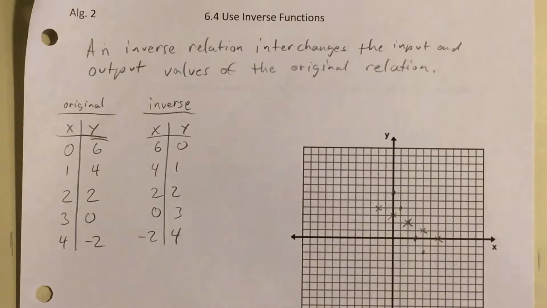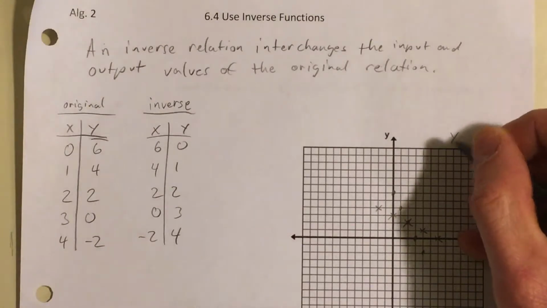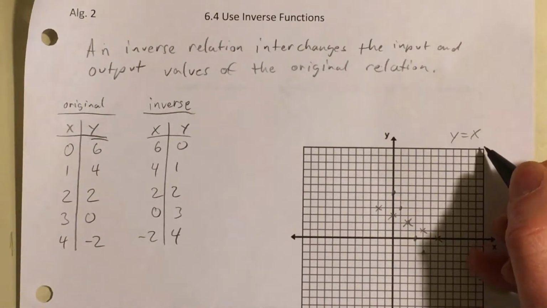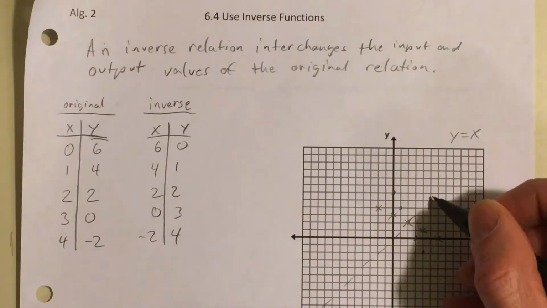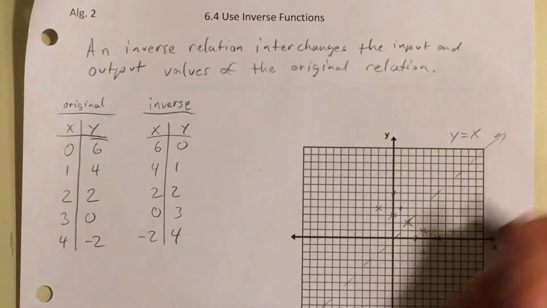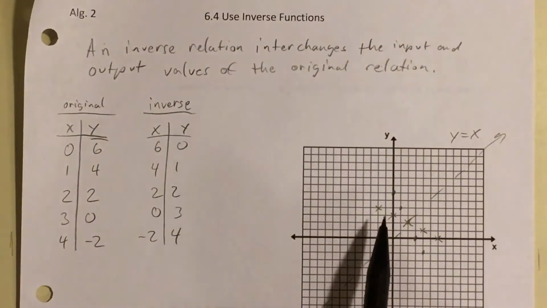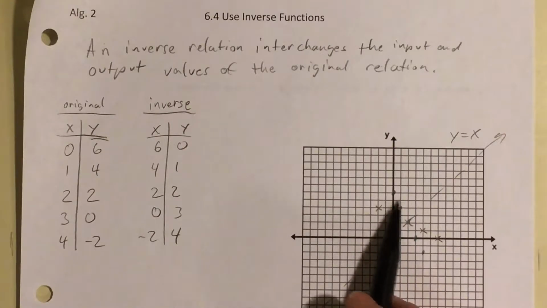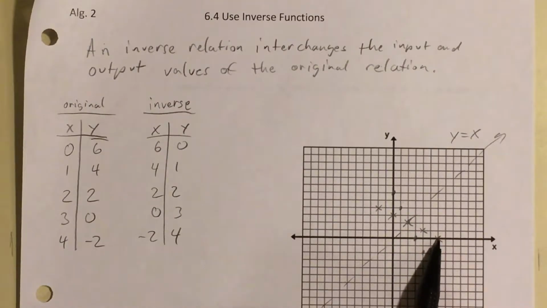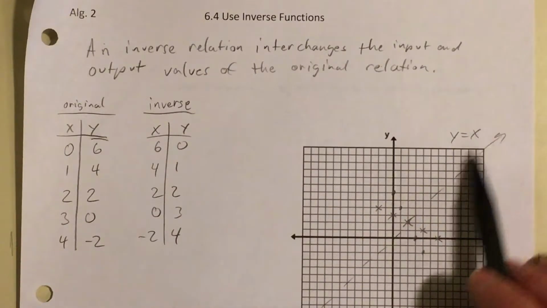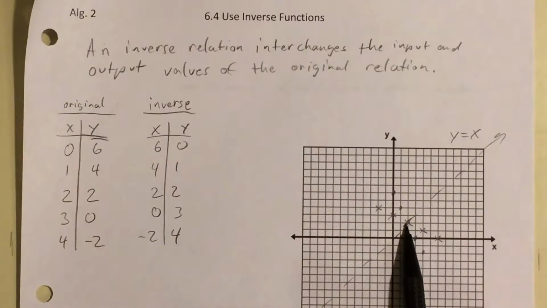Inverse graphs are reflections of the original graph across y equals x. And y equals x is this diagonal here. So I'm just going to draw a dashed line going across here. So what you can see is if I reflect across this y equals x, it's going to put me equally spaced on the other side, and there's our corresponding inverse value. Notice 2, 2 was on our line of symmetry, and so it doesn't move anywhere. It's right there.